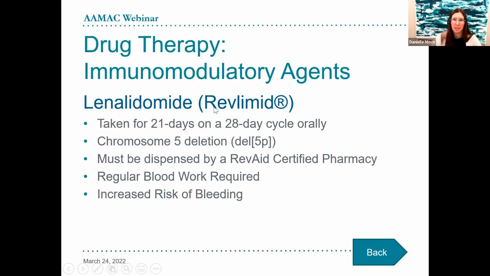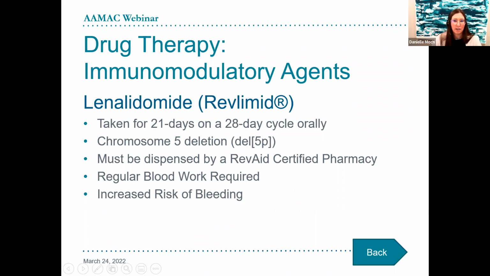The other medication is lenalidomide, or you may have heard of it as Revlimid. It is given for low risk MDS with symptomatic transfusion dependency. It is taken orally for 21 days on a 28-day cycle. It is given to people with the chromosome 5q deletion. There is regular monitoring and regular blood work required, and it must be dispensed by a RevAid certified pharmacy.